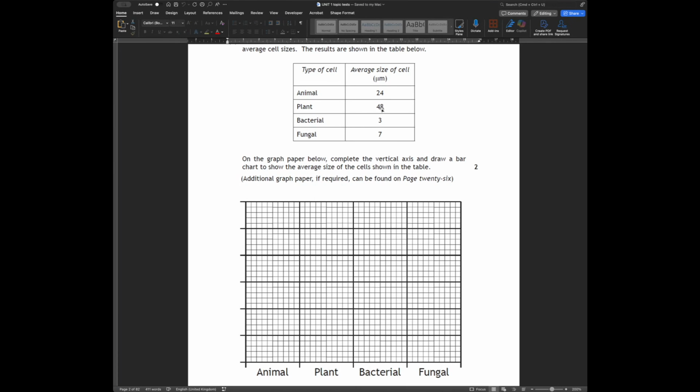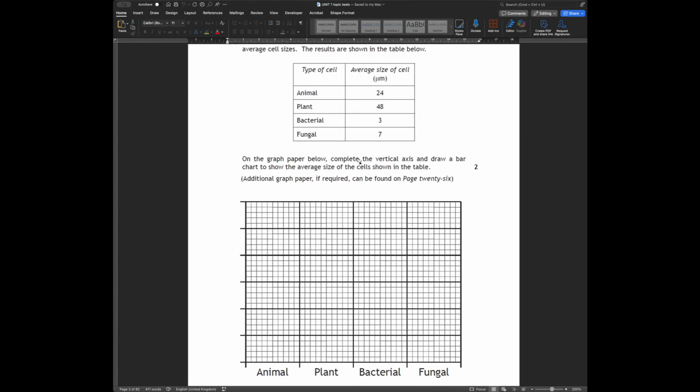Now, if we look at the scale, how do we work out where it goes up in? Well, the highest number is 48. So realistically, we have to get the scale going up to 50. So if we start here at 0, and then we go up in tens, first of all, 10, 20, 30, 40, 50, and 60, we can see that 48 is going to fit comfortably in there. So that's probably a sensible scale to go up in, as in tens.